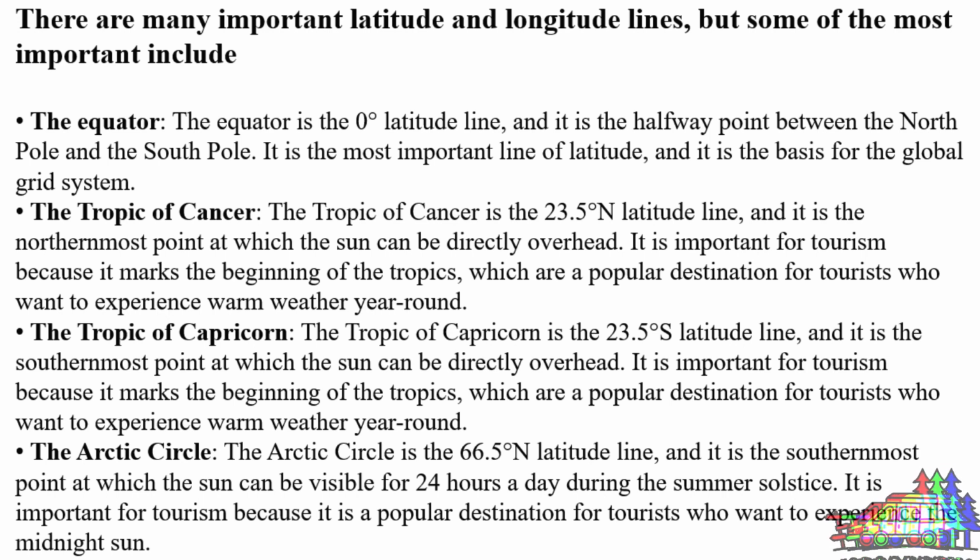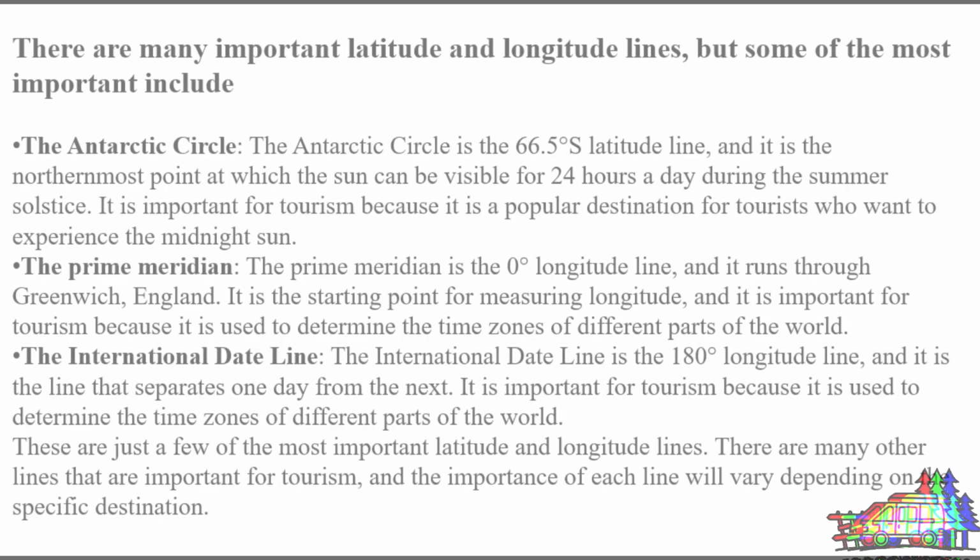The Arctic Circle. The Arctic Circle is the 66.5 degrees north latitude line, and it is the southernmost point at which the sun can be visible for 24 hours a day during the summer solstice. It is important for tourism because it is a popular destination for tourists who want to experience the midnight sun.